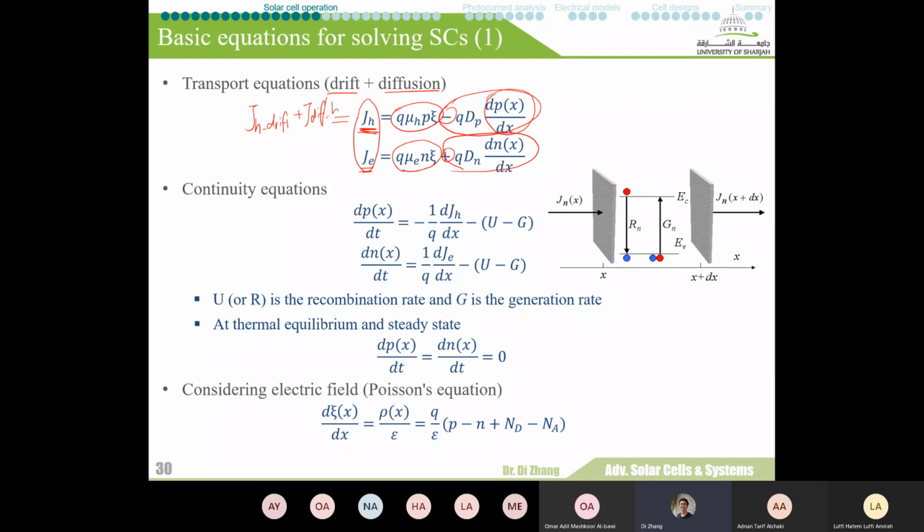Okay, it is a current density unit. And then to solve for solar cells, a very important equation we have to use is the so-called continuity equations. Okay, it's a set of equations that's called the continuity equations.